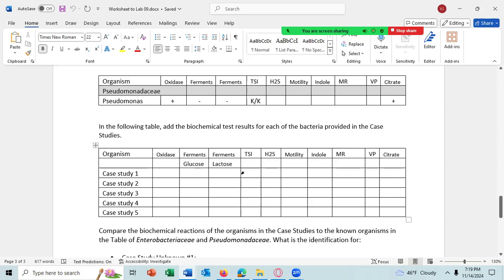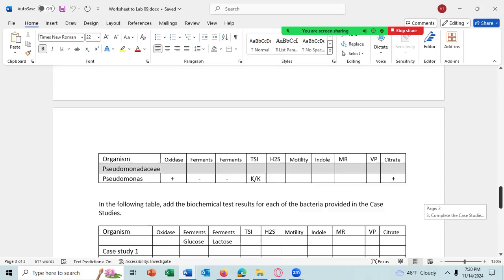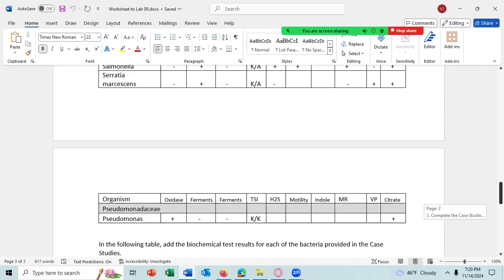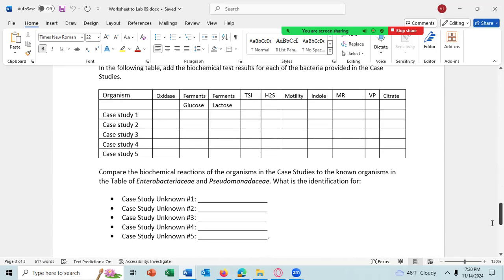You don't need to fill in this. I'm not going to grade this. For motility, give me the interpretation there. The indole, the MR test, the VP test, and the citrate test. And then from this information, going up to this table, identify the species. And then for case study 1, unknown 1, give me the species right there. Any question about that?